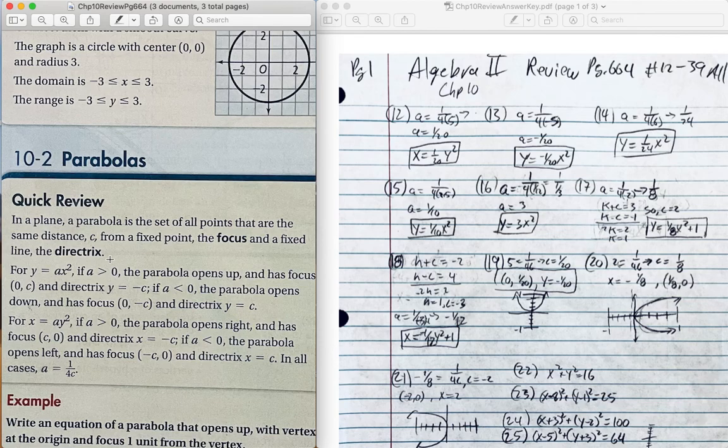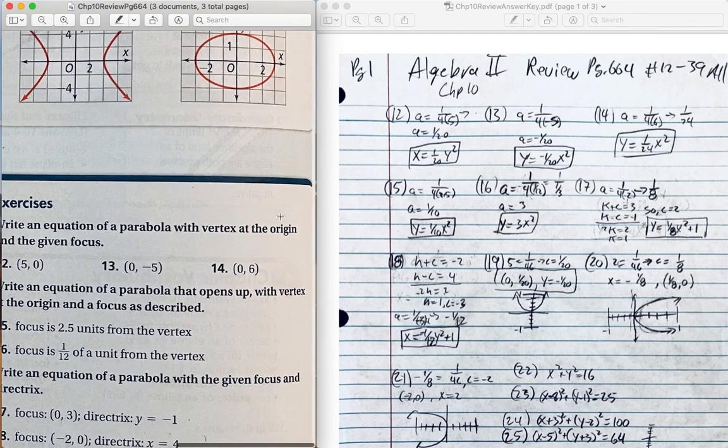If it's a downward facing parabola, then it has a focus of (0, negative c) and a directrix of y equals c. Now, for parabolas that face to the right or to the left, it's going to be x equals a y squared, where the focus is at (c, 0) and the directrix is x equals negative c. In all those scenarios, a is equal to 1 over 4c.